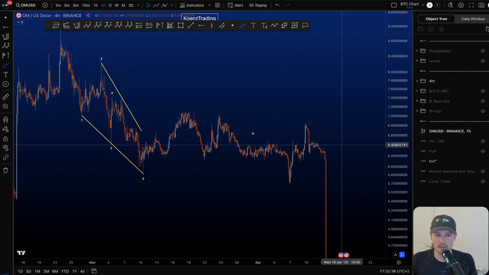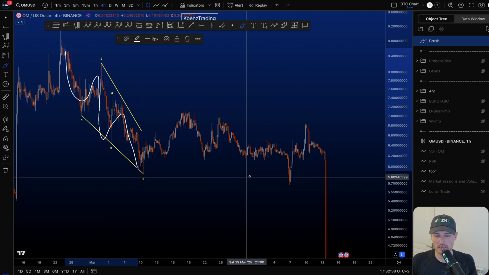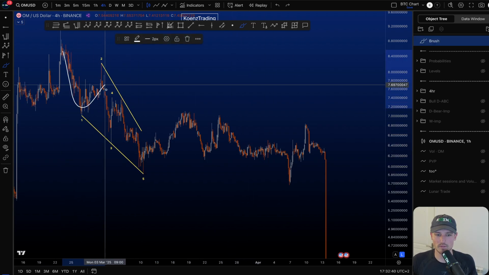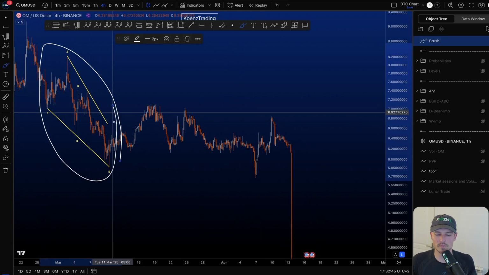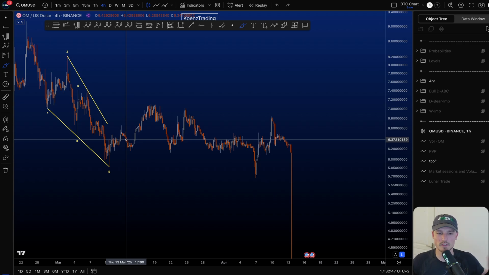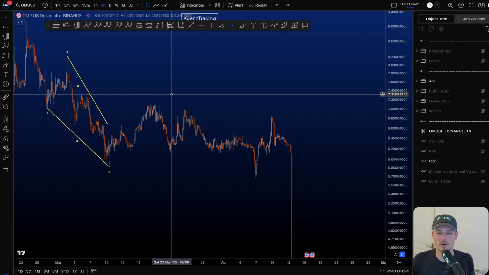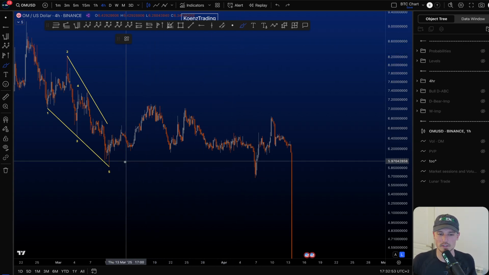Let me explain. Now this move down can be counted as a leading diagonal to the downside, a 5-wave structure, 1, 2, 3, 4, 5, right? But even if you're not able to identify this and you only know the basics of Elliott waves, being you know how to identify a 3 or 5-wave corrective structure, this move up is clearly a 3.